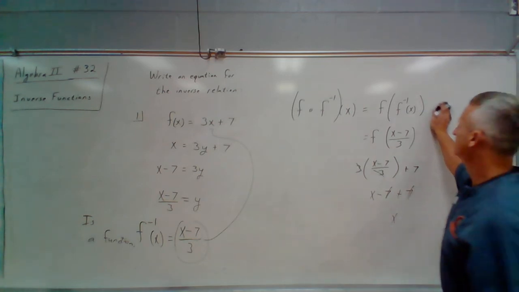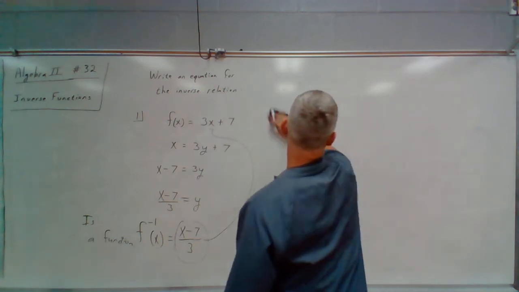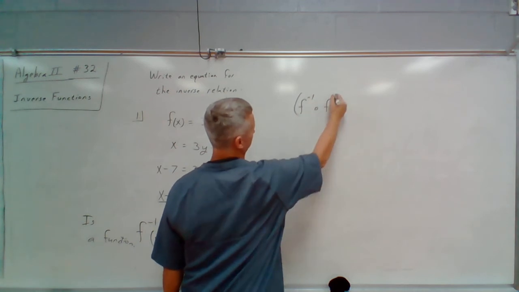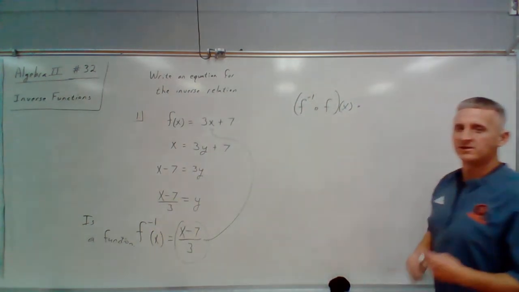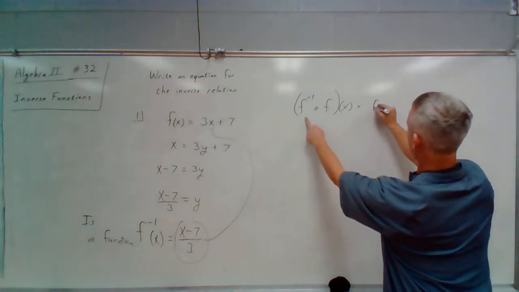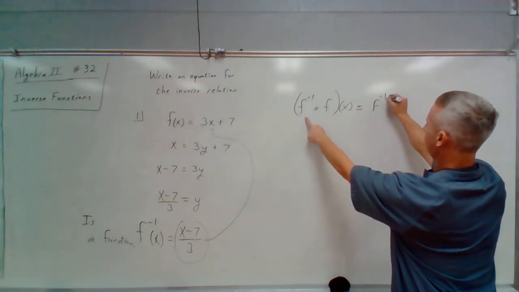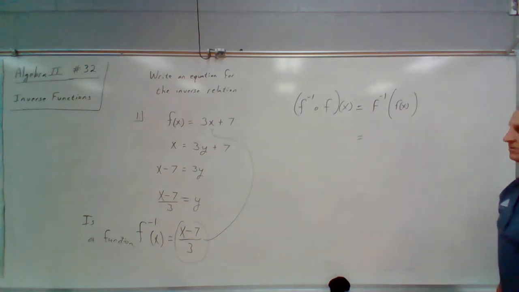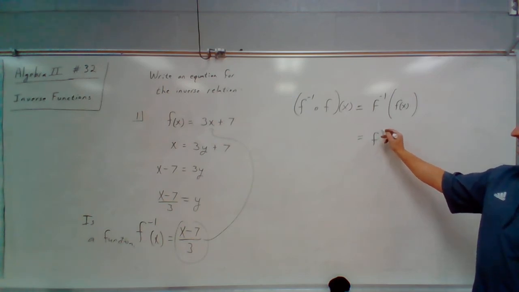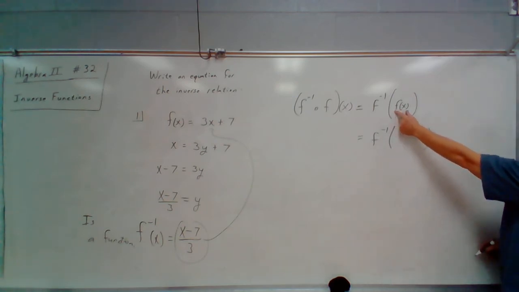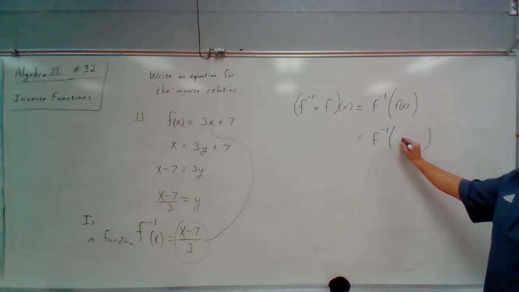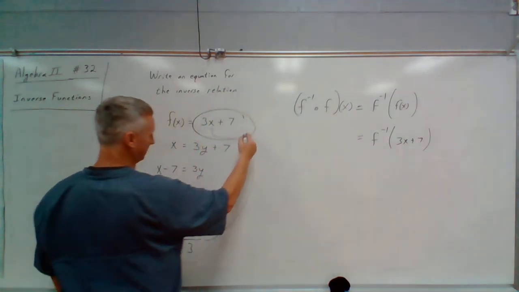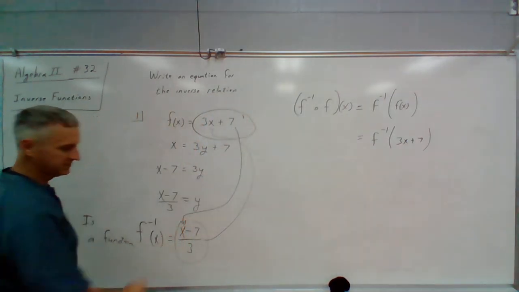All right, one last example. Let's do this the other way around. Let's do f inverse circle f of x. By definition, this means f inverse of f of x. So that means f inverse of the whole expression f of x. So that's 3x plus 7. This time, I'm going to plug 3x plus 7 in here to this expression.